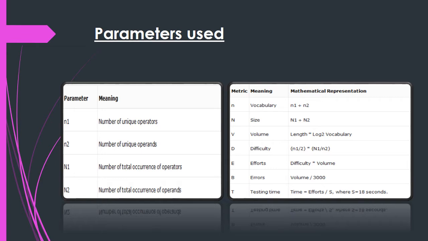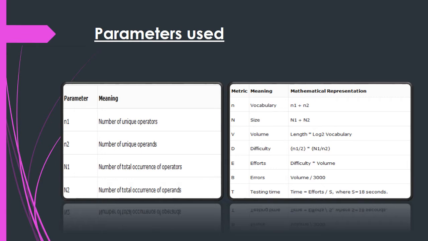So let us understand each of these parameters with their meaning. In this first table you can see that small n1 is the number of unique operators. That means the number of plus, minus, multiplication, division or any calculation symbols, how many operators are there in the source code. Then the second, small n2, is the number of unique operands. That means whatever variables and constants are used inside the source code. Then capital N1 is the number of total occurrences of operators. That means how many times the plus symbol or the minus symbol has occurred inside the source program.